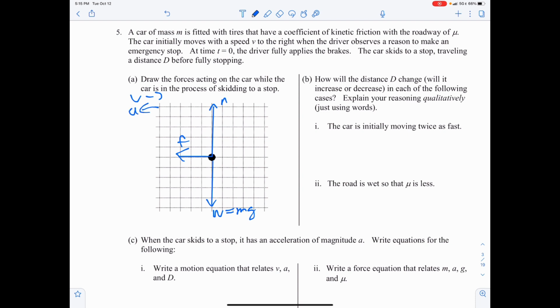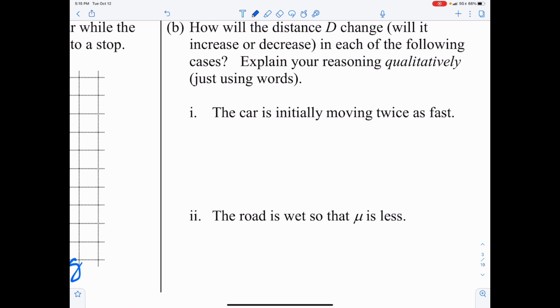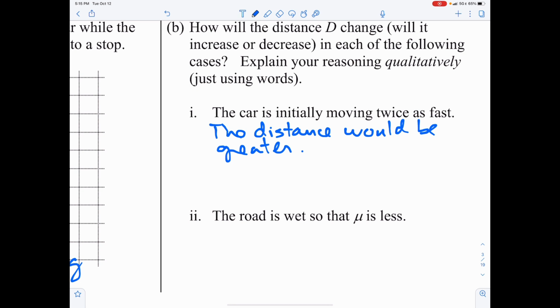In part B, how will the distance change, meaning increase or decrease, in each of the following cases? Explain your reasoning qualitatively, in other words, just using words. So what would happen to distance d if the car was moving twice as fast? Well, if the car is moving twice as fast, the distance would be greater. The distance would be greater because it needs more time to stop.